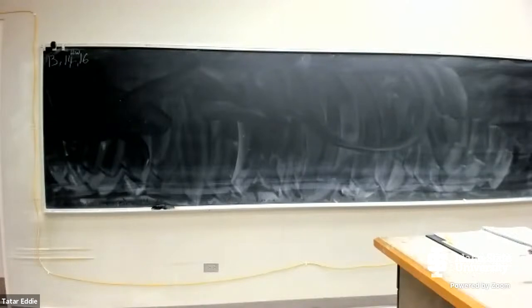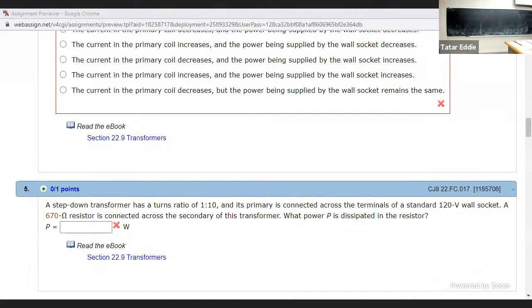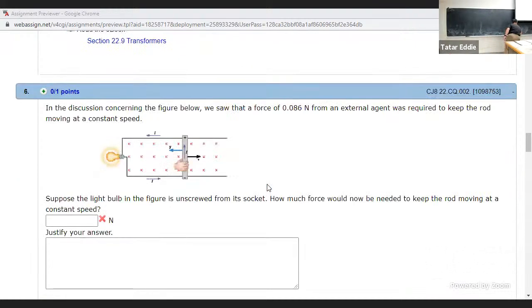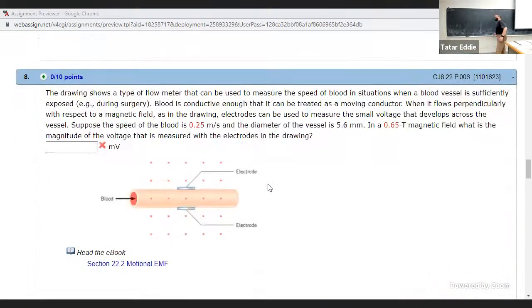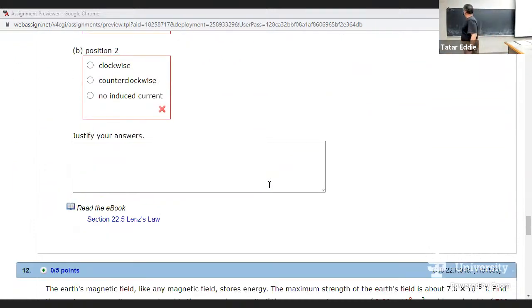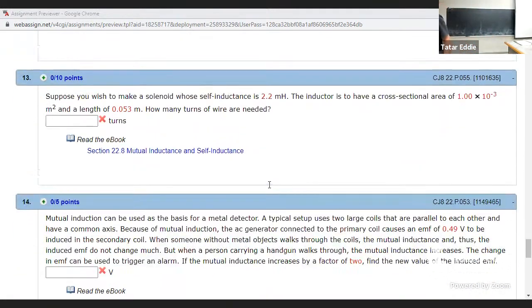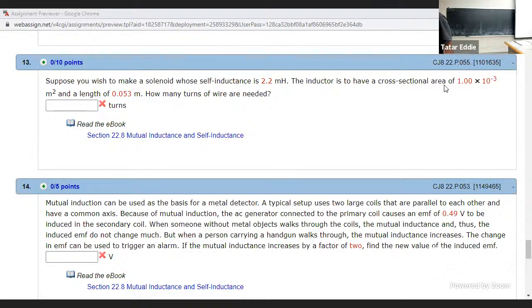Not everybody has a laptop in front, so we have to project. And have to see also what is happening. Board. So let's do problem number 13 in the homework assignment on chapter 22. And that problem looks like this.